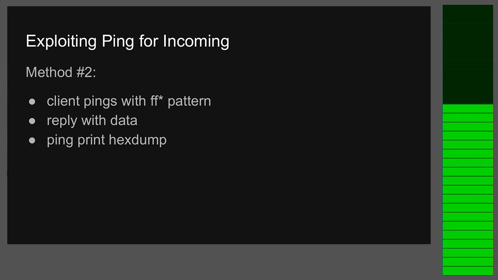The client just sends FFs. The server will reply with anything it wants, escaping the FFs. And ping will just print the hex dump. The client can just do the reverse hex dump and get the result. So that's cool. And this is my method. And when I saw it, I wrote a quick demo of a reverse shell over this thing, like a reverse shell over ICMP, which requires no root.